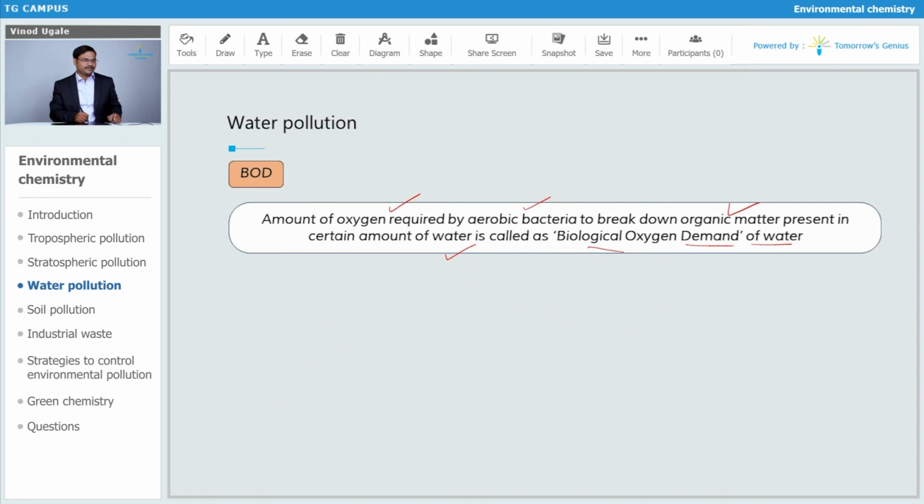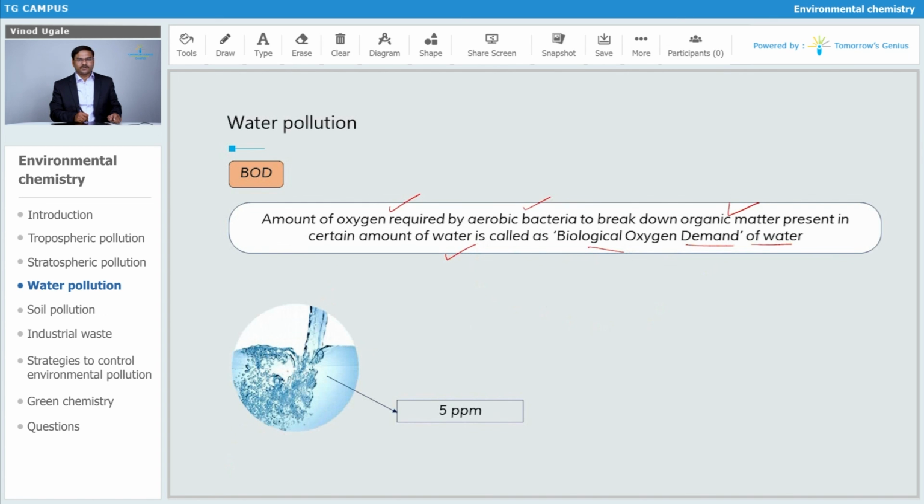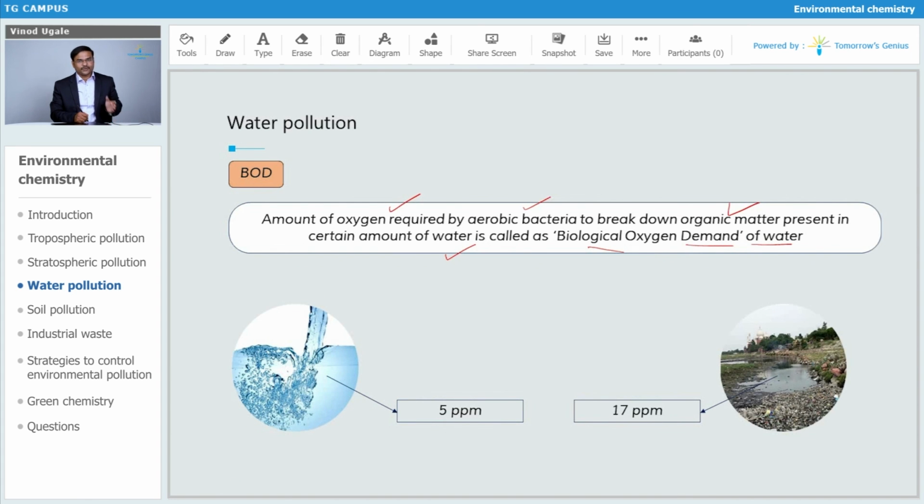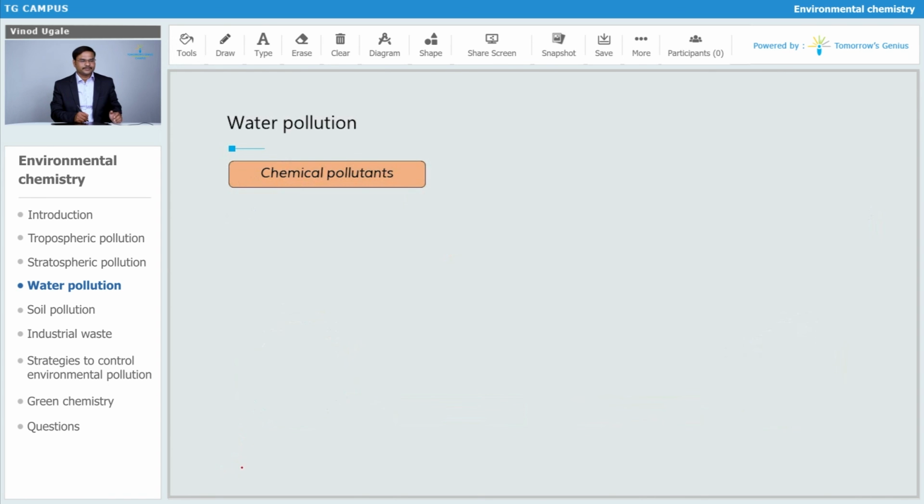So let's see what the value is. For general clean water, the demand is going to be 5 ppm. But if there is a lot of organic matter present in that water, that amount goes up to 17 ppm. Okay, so 17 ppm oxygen is going to be required by those aerobic bacteria. So what amount of oxygen will be there for the aquatic animals? Obviously they are going to be dead.